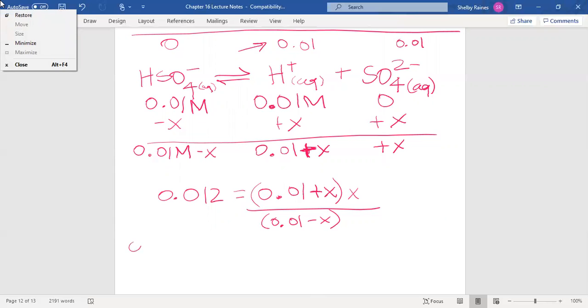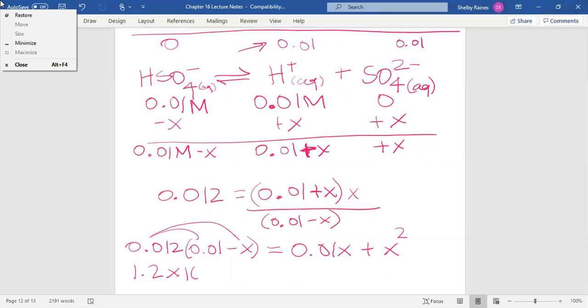Okay, so great. All right, so I'm going to move this bottom part over. Then I need to distribute the top. So on the top, I distribute that X. It's going to be that. Right, I'll go down here and distribute this. Let's see, 0.012 times 0.01 gives me 1.2 times 10 to the negative fourth. Then 0.012 X.